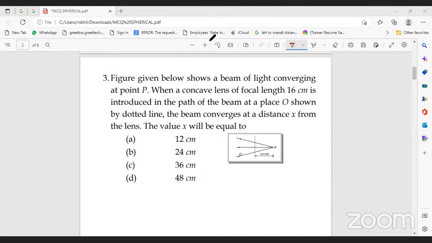Look at the third problem. The figure shows below a beam of light converging at the point P. So the figure shows here a beam of light converging at a point. If it is converging, what type of lens is it?